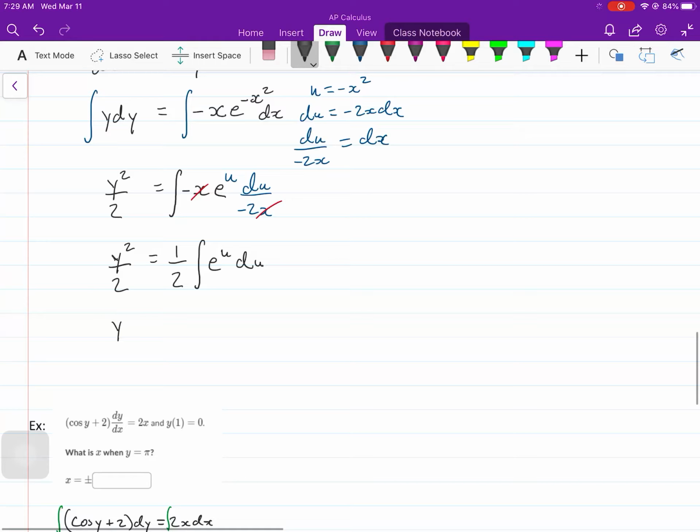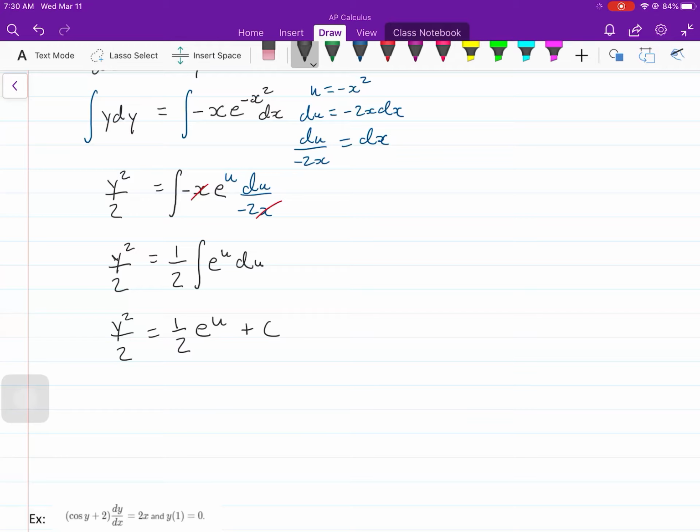So we'll have y squared over 2 equals 1/2 e to the u, where u is the negative x squared. And of course, let's not forget our constant of integration right here. So we will have y squared over 2 equals 1/2 e to the negative x squared plus c. So actually right here, we don't quite exactly have the general solution yet because we need to multiply the 2 over, square root both sides, and get y by itself. But this is actually a good point where we can solve for c.